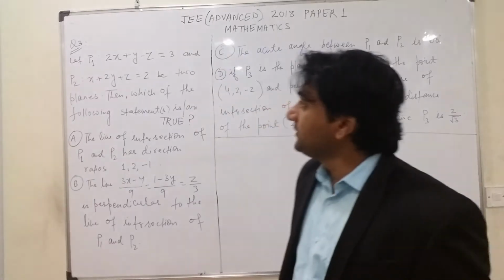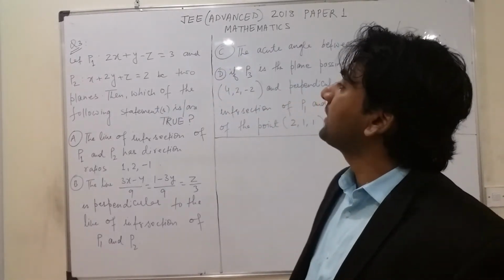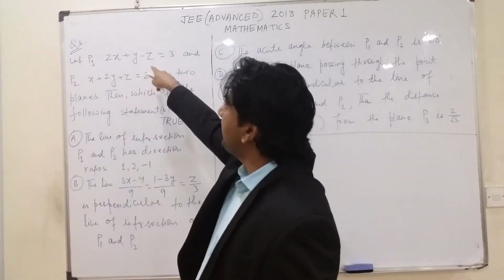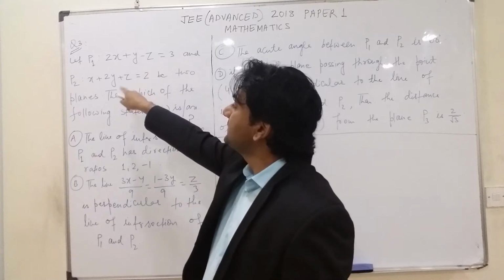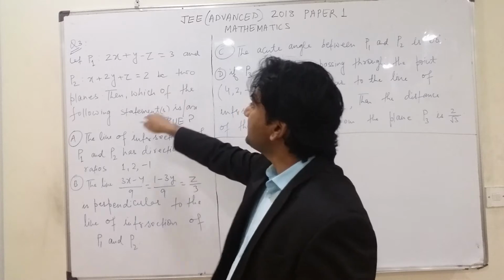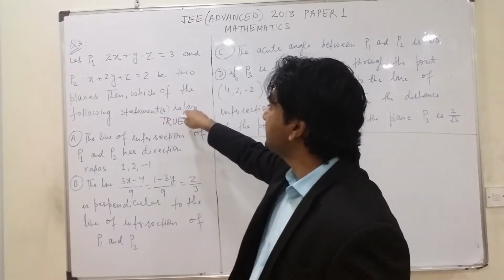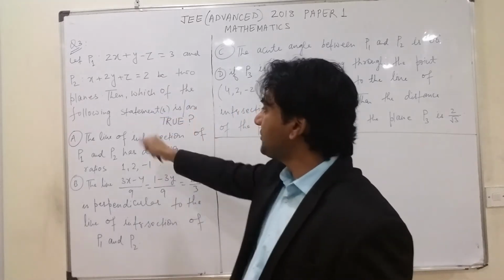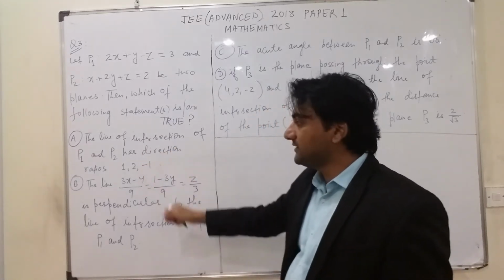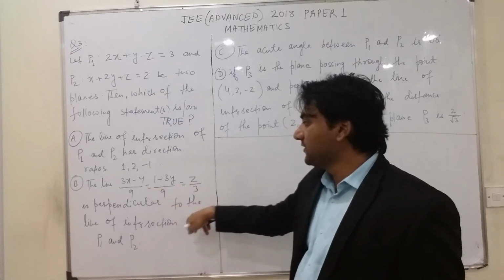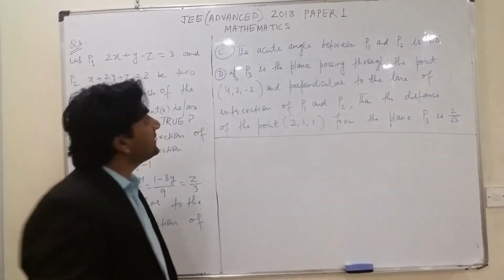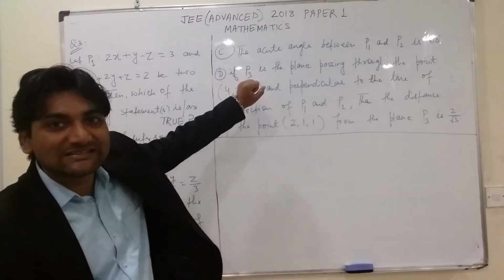So it is. Now we are going to discuss question number 3. Let P1, this is the first plane, 2x plus y minus z equals 3, and the second plane P2, x plus 2y plus z equals 2. Then which of the following statements is or are true? First option, the line of intersection of P1 and P2 has direction ratios 1, 2, minus 1. And option B, this line is perpendicular to the line of intersection of planes P1 and P2. And option C, the acute angle between P1 and P2 is 60 degrees.